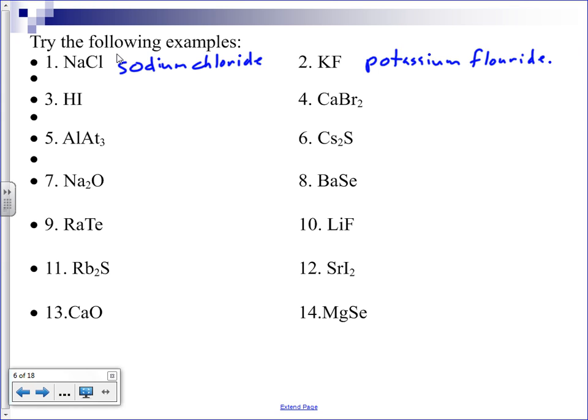All right. Next one here, we've got hydrogen listed first. Does that mean it's behaving as a metal or a nonmetal? Metal. Metal. All right. So we've got hydrogen iodide.